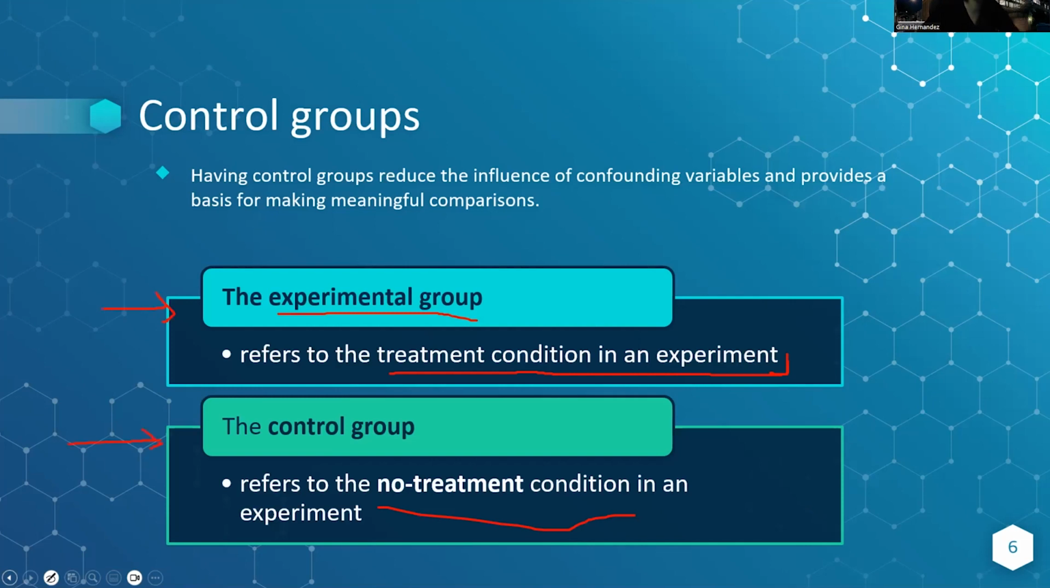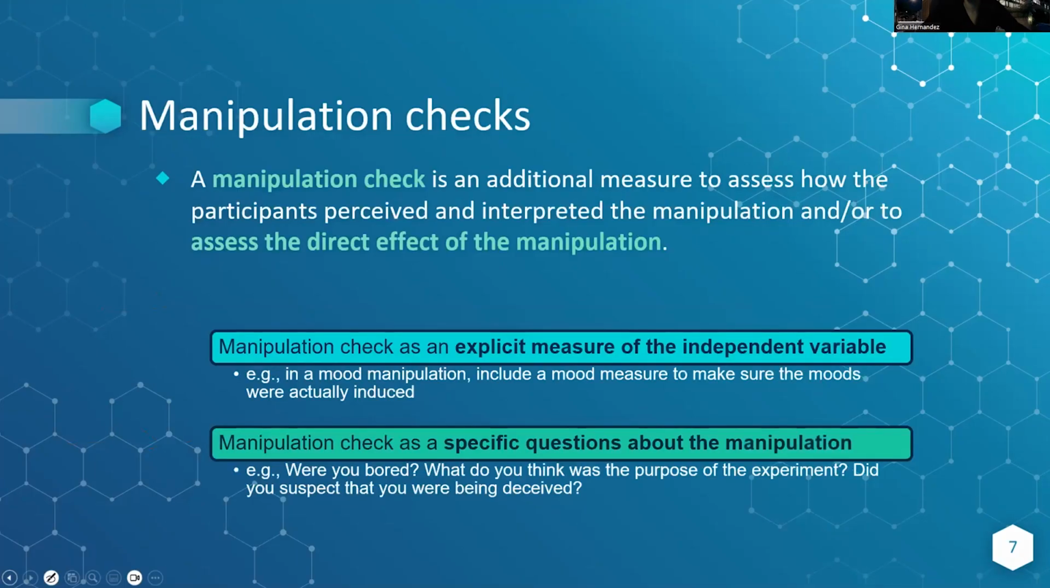Having control groups is great. Every time you want to conduct an experiment, I will advise you to have a control group. Obviously it's more expensive because you need way more people, but this is a more scientific way to actually test your hypothesis. So another important thing in experimental design is manipulation checks.